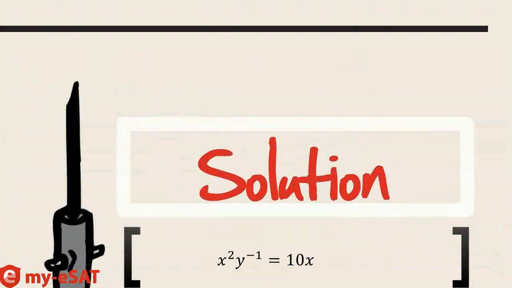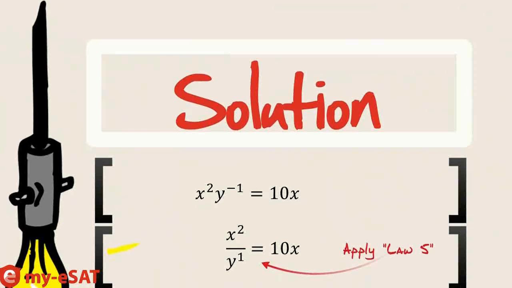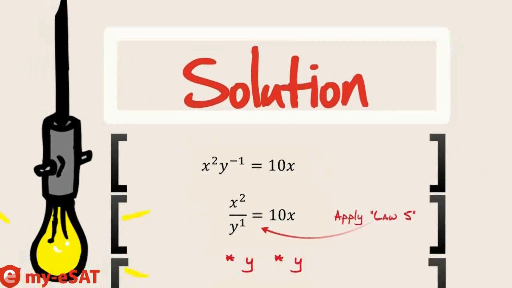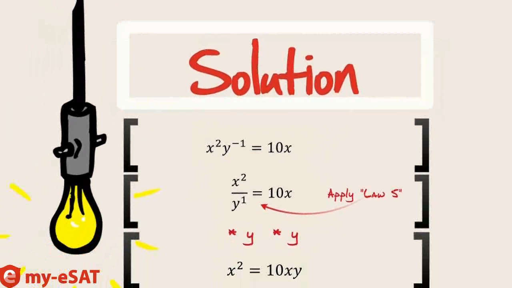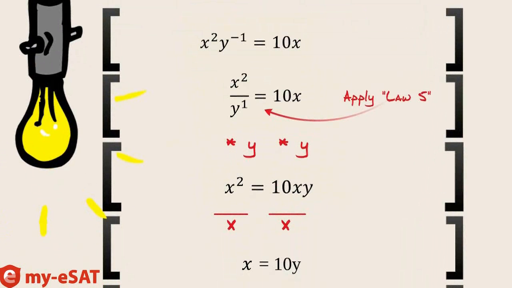First, you want to apply Law 5, which says you can rewrite y to the negative first power as 1 over y. So when you rewrite it, you get x squared over y equals 10x. Next, multiply both sides by y. Then you divide both sides by x.